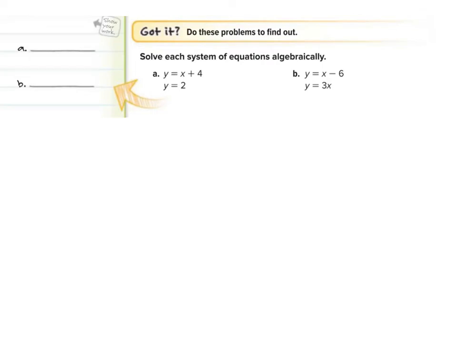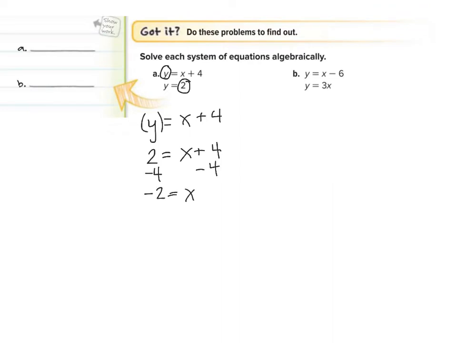Let's try A and B. So we're going to solve each system of equations algebraically. So for letter A, we'll start with substituting in 2 for y. So y equals x plus 4, and instead of the y here, we can substitute in our 2. 2 equals x plus 4. Subtract 4 from both sides. So x equals negative 2.